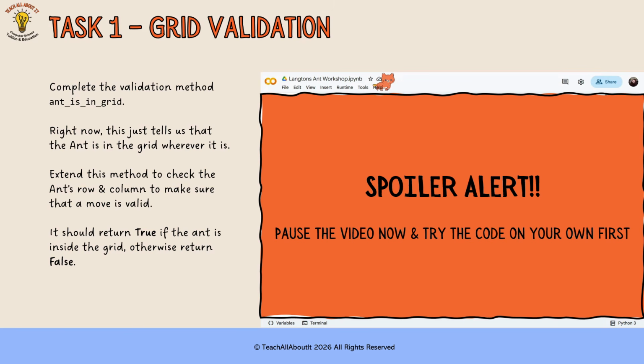Now remember, at this point we only have 1 ant on our grid, and the reason for that is to make this simple. So ant is a class, and our grid is a separate class. Our simulation is a class. When you are adapting ant is in grid, you are validating that the ant is in the grid using its row and column. You are going to return true if it remains on the grid, otherwise you're going to return false.